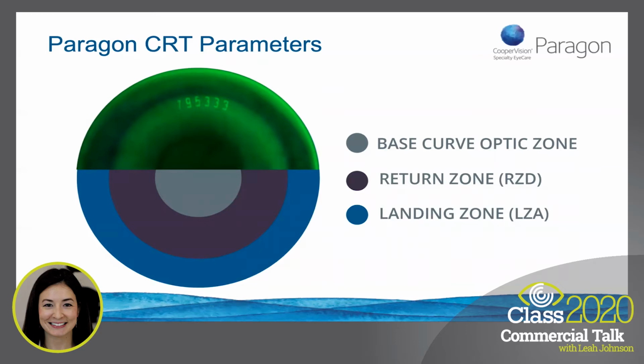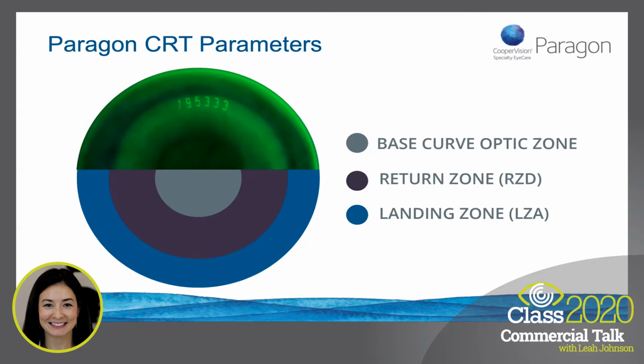The second parameter is the return zone, or as we call it in shorthand, RZD, which stands for return zone depth. This is the major player in terms of centration of the lens. We can see in the schematic it is the dark purple, which correlates to the fluorescein pooling in the superior portion of the lens. The last parameter is the landing zone angle, or LZA, and this controls the edge lift of the lens. This is demonstrated by the blue coloring, and we can see that it has a nice wide 360 band, or actually 180 here from the photo.